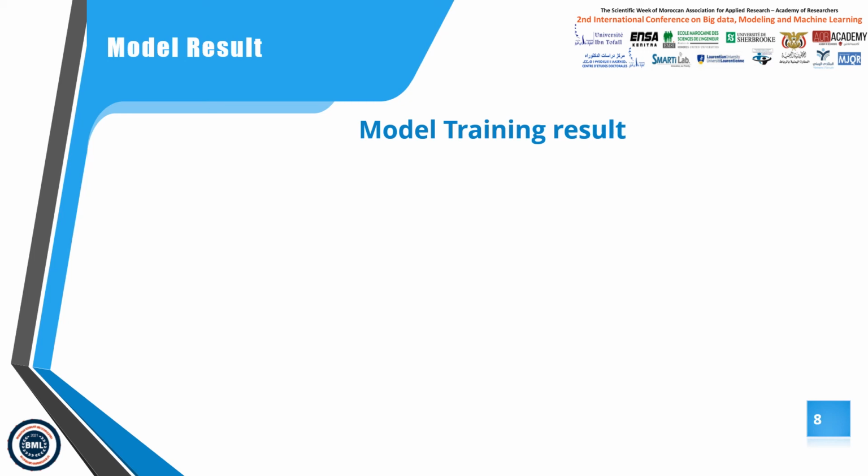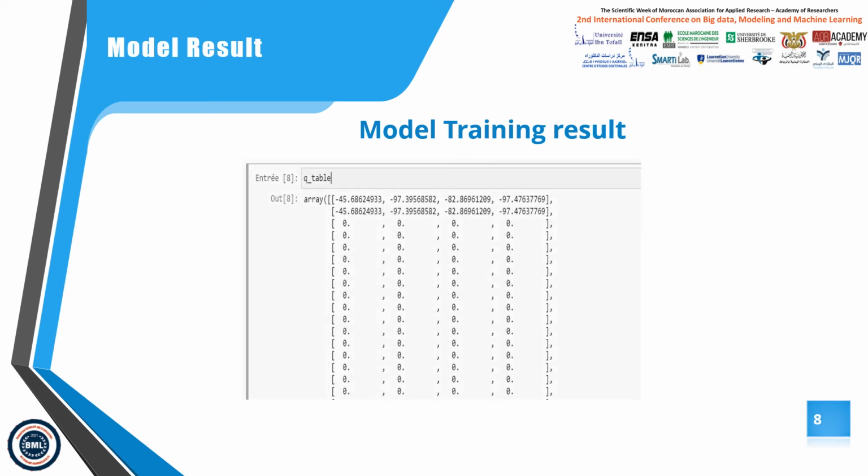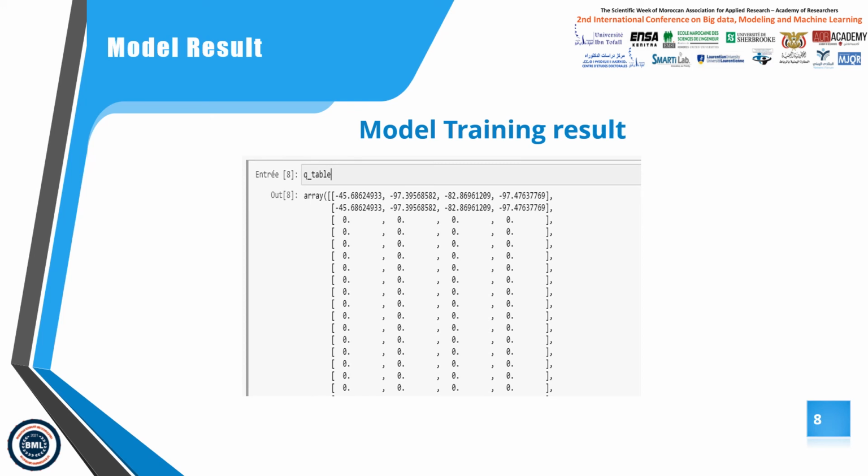Now that the Q-table has been established over 10 episodes, let's see what the Q values are in the state of our illustration. The maximum Q value is -4568, so it seems that Q-learning has indeed learned the best action to take in the state of our illustration.